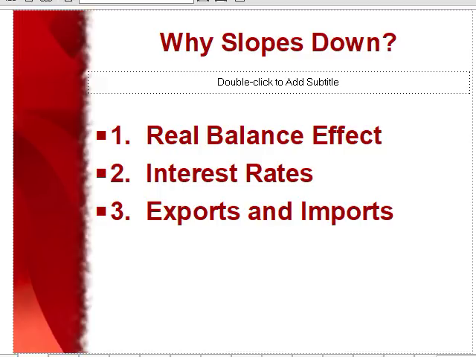And then finally, there's an import and export effect. When prices in the U.S. go down, we buy more U.S. stuff, we buy more domestic goods, we buy fewer imports. When prices in the U.S. go down, people in other countries see our stuff being cheap, and they come in and buy it. So exports and imports are going to make this curve go down too.